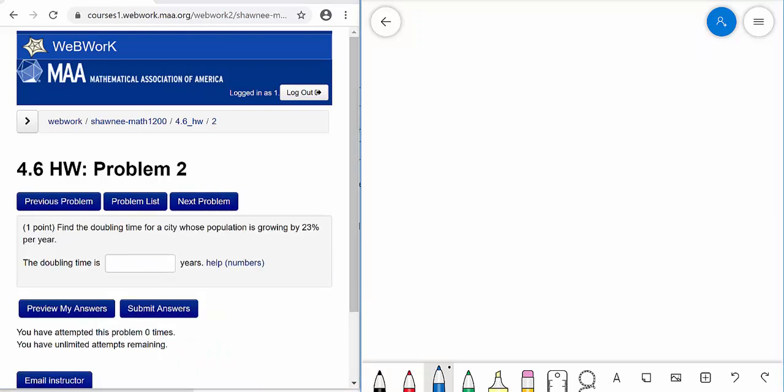All right, for problem number 2, we're asked to find the doubling time for a city whose population is growing by 23% per year. The doubling time is defined as the amount of time it would take for the population to double in size. And you notice we're not given the actual size of the population because you don't need that to calculate the doubling time. This is an exponentially growing city, so we use our exponential growth formula, A equals P times (1 plus r) to the t, and we're given that the growth rate is 23%. We always use the decimal form, so we use 0.23 for the value of r.